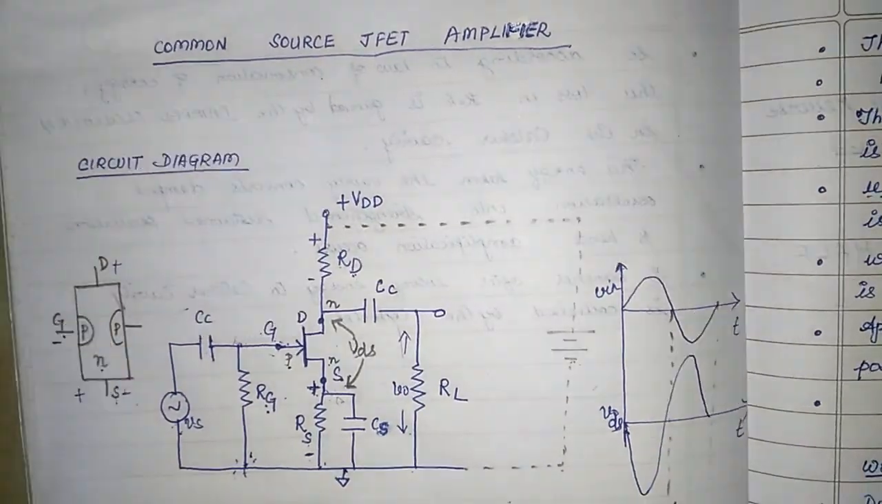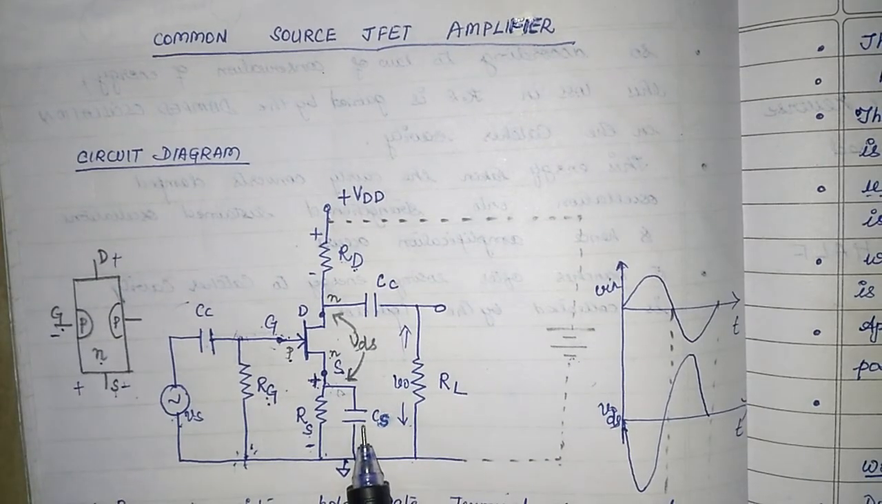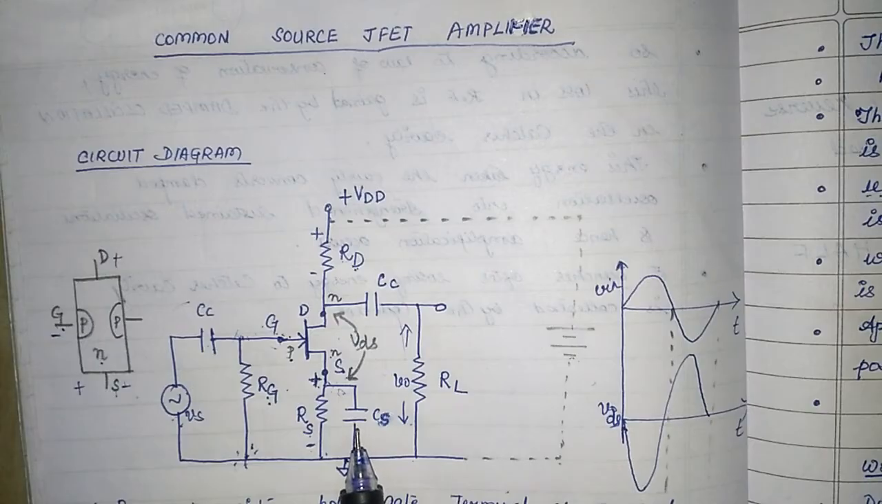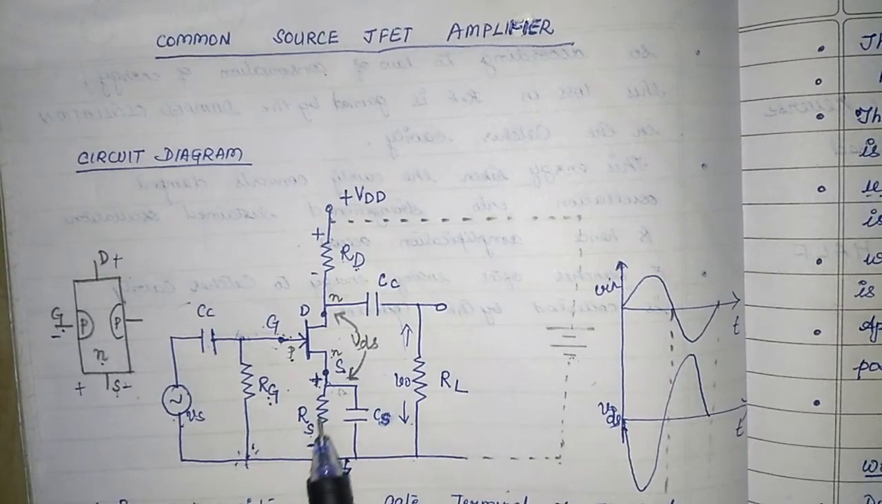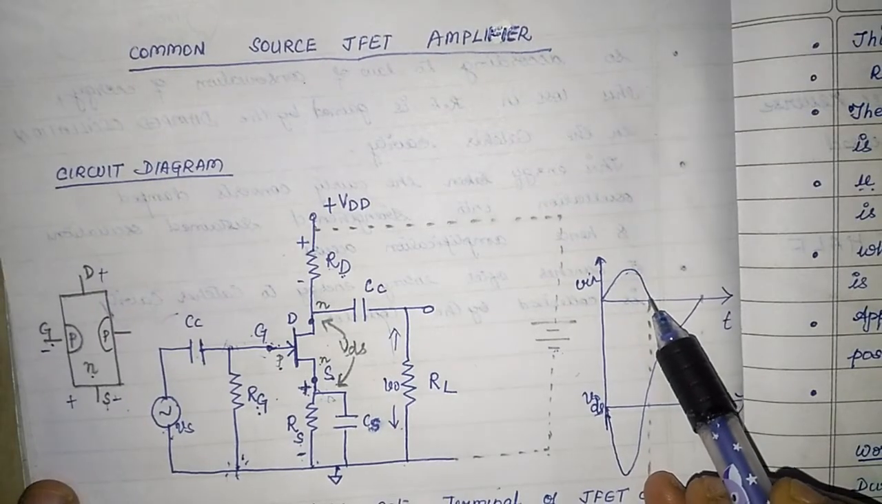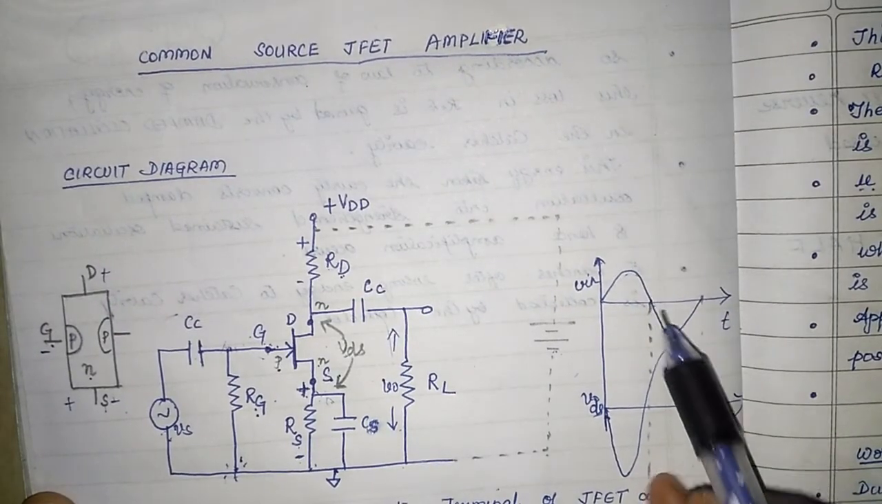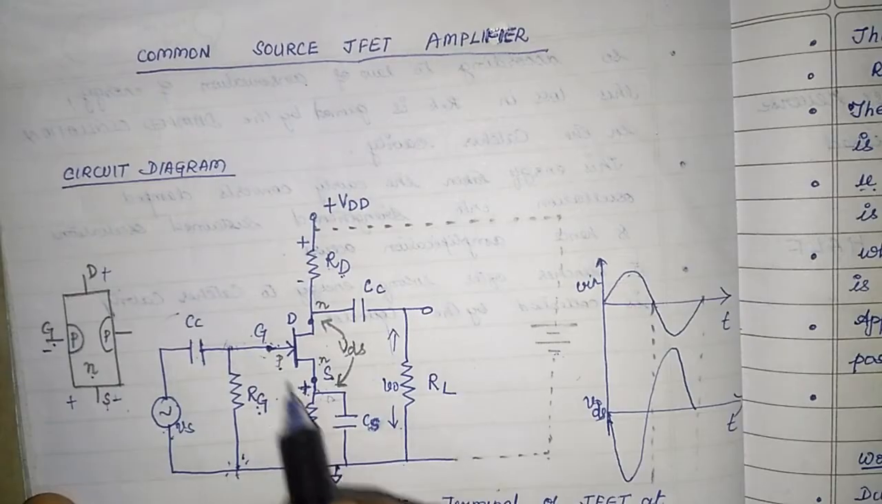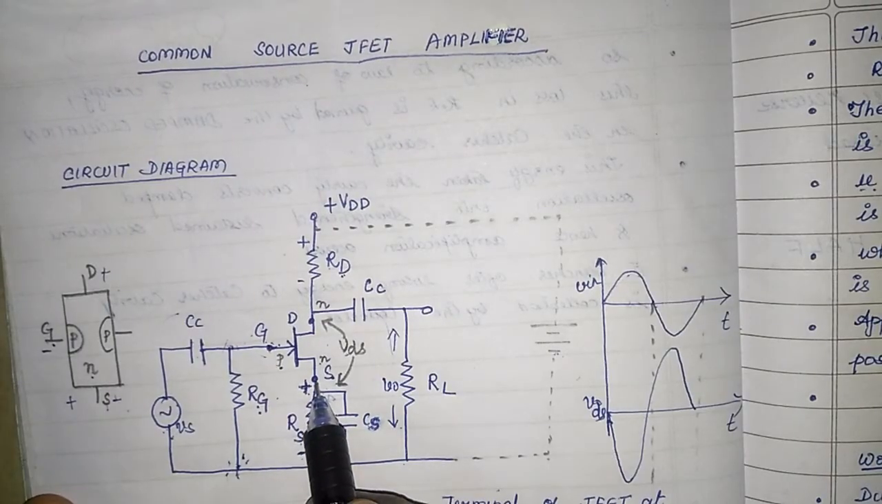Now let us go on to learn the working of the JFET amplifier. So this is a common source JFET amplifier. So let us go ahead. Now during the positive half of the input signal, what happens? So the gate is positive with respect to the source.